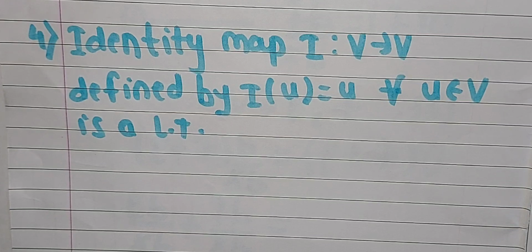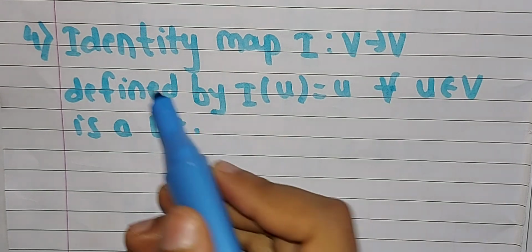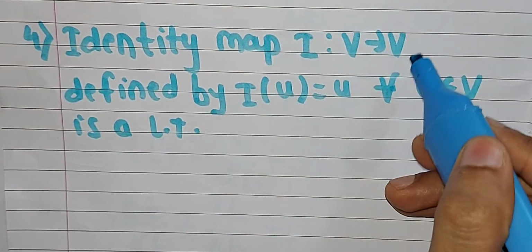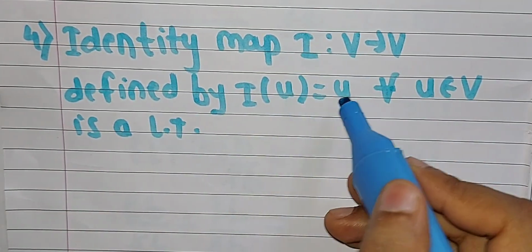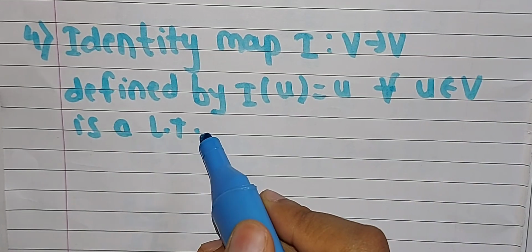Hi everyone. So in this lecture we will discuss a next example which depends on linear transformation. In the previous lecture we have already discussed many questions which depend on linear transformation. Now in this lecture, the question is: the identity map I from V to V, that is, the domain is V and the codomain is V, both the same, defined by I of u equal to u, where u belongs to capital V, is a linear transformation.